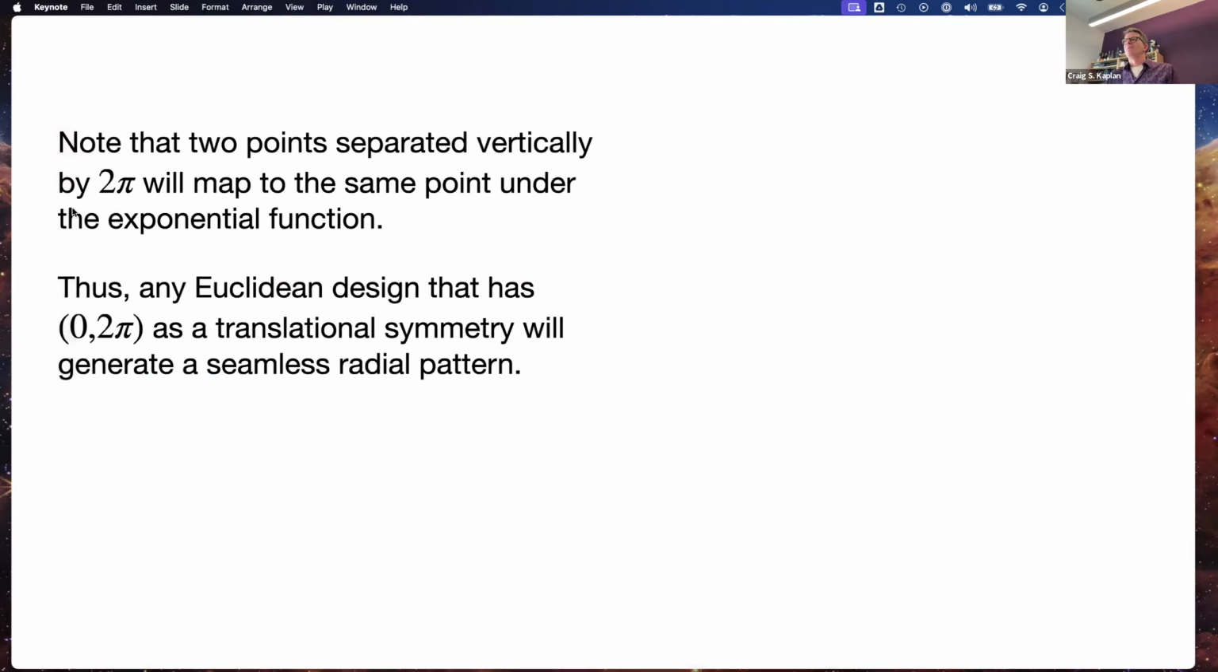All right. So the upshot is, let's bring in symmetry theory here. Any Euclidean design that happens to have a vertical vector of length 2 pi as a translational symmetry will project into a really nice seamless pattern under the complex exponential function. That's the one weird old trick. Take your favorite periodic pattern that repeats vertically with a period of 2 pi and just run it through this projection, and you can turn it into a spiral design. In fact, you can turn it into a whole infinite family of spiral designs, as I will show you.